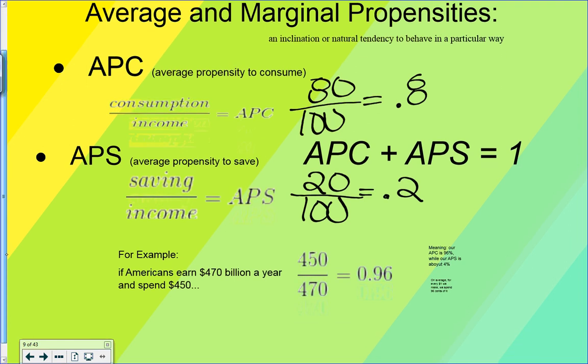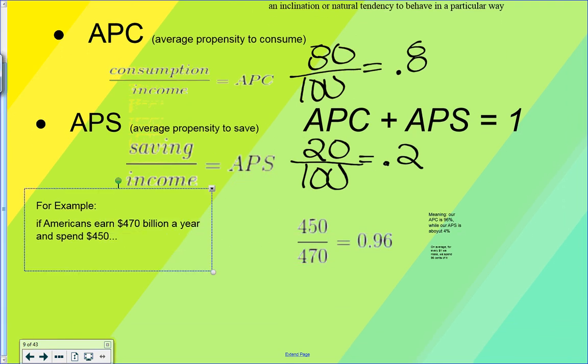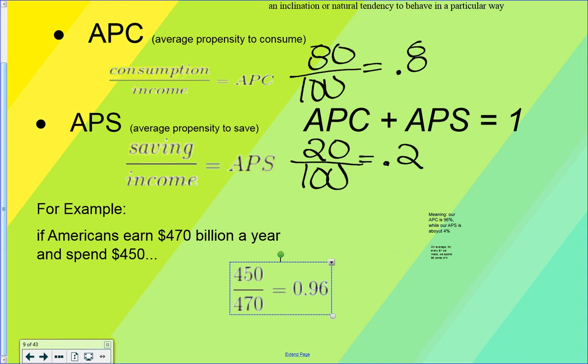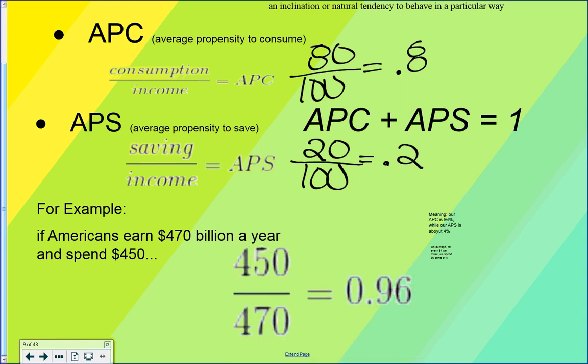So this number is real, because this is the type of numbers that they might give you. They'll give you numbers that you can do in your head, so maybe not these types of numbers, but this is real. If Americans earn $470 billion a year, they spend about $450 billion of it. So the APC would be 0.96. So what is Americans' APS?